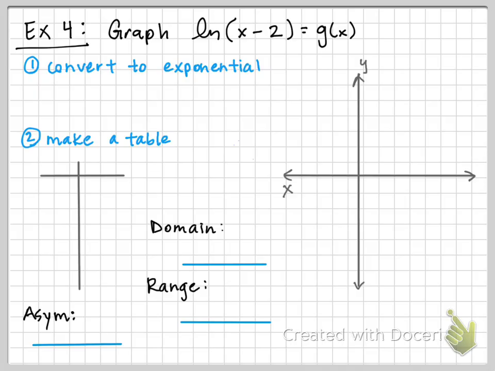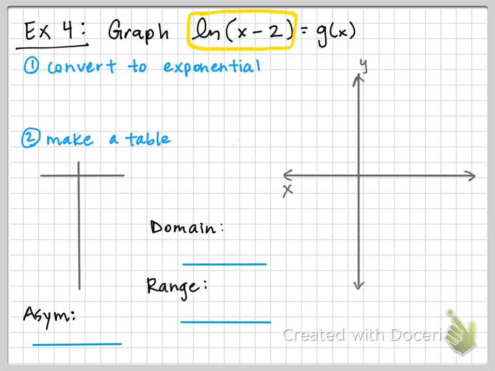I'm going to change it up a little bit, and we're going to graph a natural log. So imagine I gave you a graph natural log of x minus 2 equal g of x. Step 1, again, is the log isolated? So when I look at the log, is there anything outside of it, in the front of it and behind it? In this case, no. So we're going to convert it to exponential.